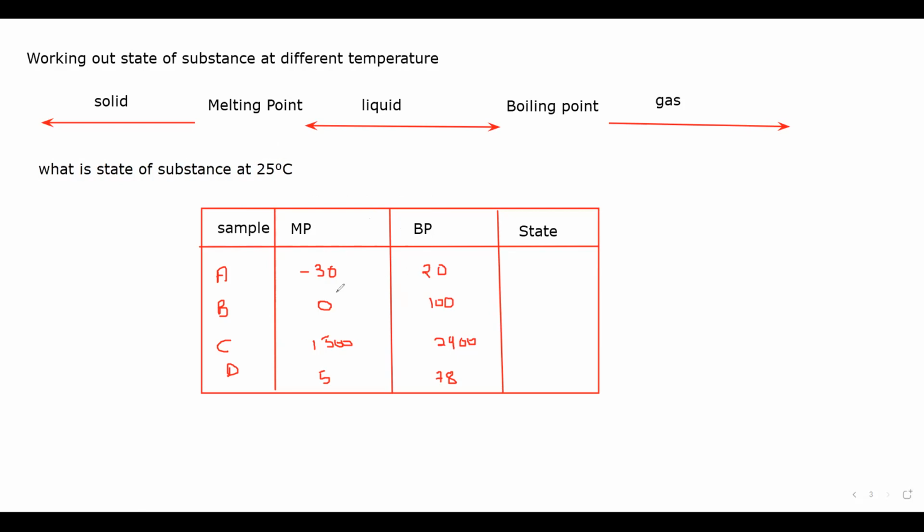Like a number line. You have -30 and 20. So where will 25 come? The number 25: after the boiling point, between the melting and boiling point, or before the melting point? For substance A, it will come after the boiling point because 25 is more than 20. So 25 will be here.